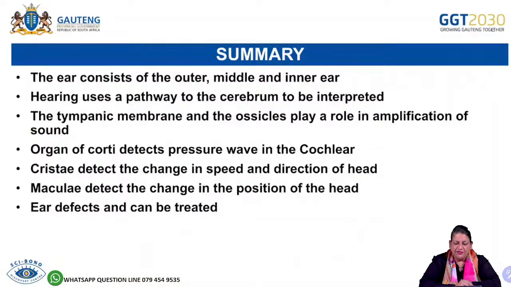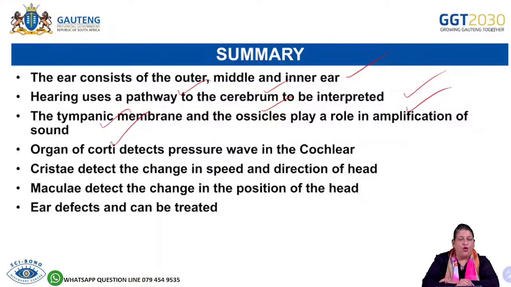Right, and just a summary, learners, just for you to remember the small pointers. The ear consists of outer, middle, and inner ear. Hearing uses a pathway to the cerebrum, like auditory canal, your ossicles, your cochlea, then your pressure waves, and then your auditory nerve to the cerebrum. So there's a pathway that you need to know. The tympanic membrane and ossicles amplify the sound vibrations. How does the tympanic membrane do that? The tympanic membrane has a bigger diameter than your oval window, and because of the difference in diameter between the two membranes, it also helps to amplify the sound waves.